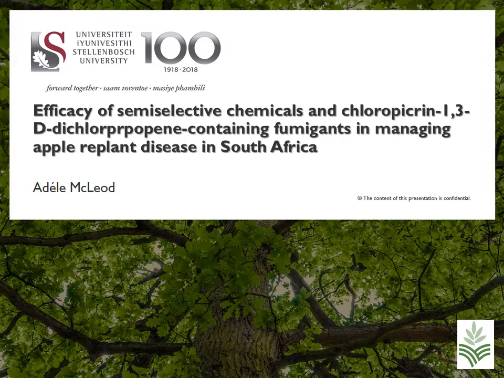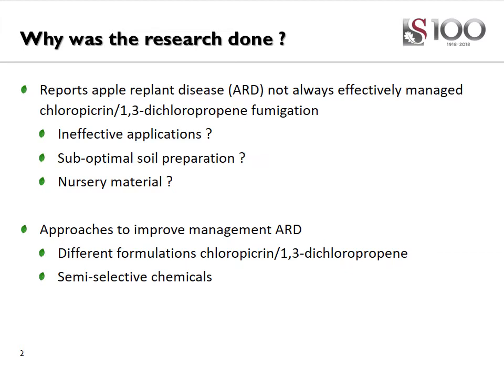The research in this study was conducted by my PhD student, McLeod, who focused on investigating fumigants and semi-selectives for managing apple replant disease in South Africa. The research was conducted in order to improve the management of ARD because growers sometimes report that fumigation with chloropicrin 1,3-dichloropropene is not effective. This could be due to two reasons. Either the fumigant was not applied correctly or the nursery material that was used contained ARD pathogens.